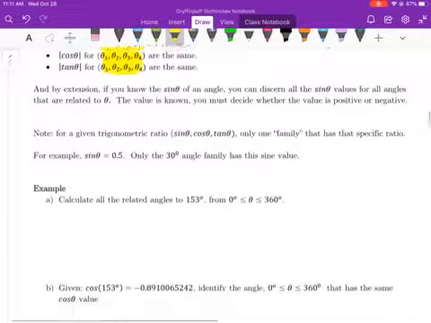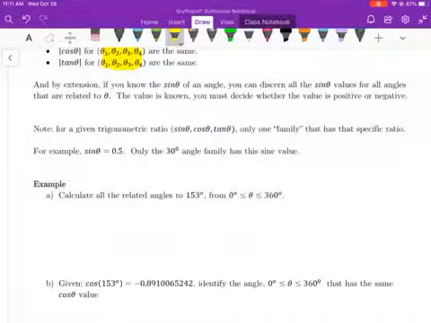This is also important: for a given trigonometric ratio, sine, cosine, or tangent, only one family has that specific ratio. So earlier we took a look at the 30-degree family, and we noticed that the sine value of that 30-degree family was either positive 1/2 or negative 1/2. It's only the 30-degree family that has this sine value, no other.